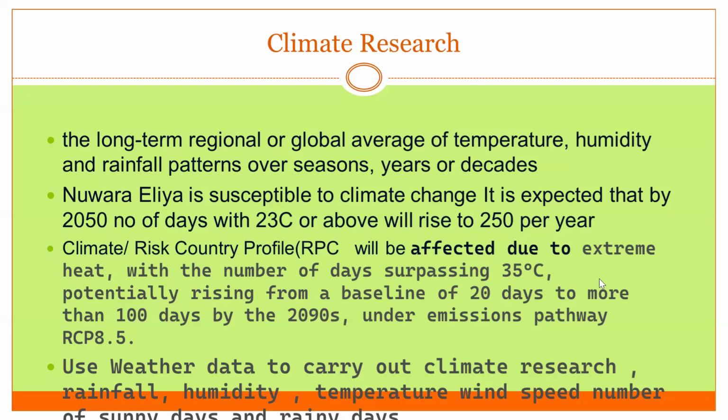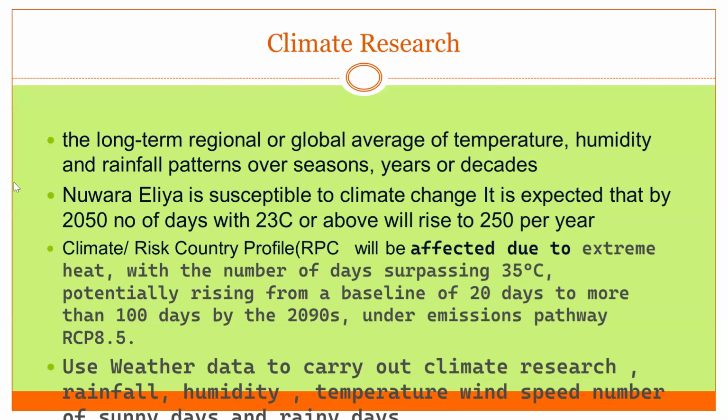Now see how it is rising. The number of days with 35-degree temperature can go up to 100 days by the 2090s on the emission pathway. There are these special RCP8.5 is a mechanism, but I am not going to talk about that. Climate specialists will study and use it.